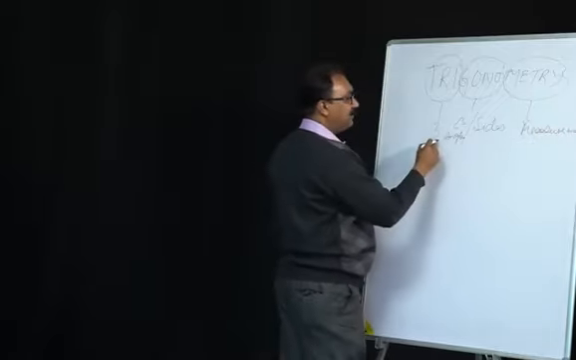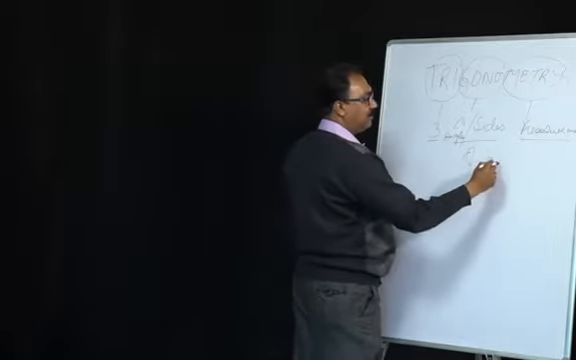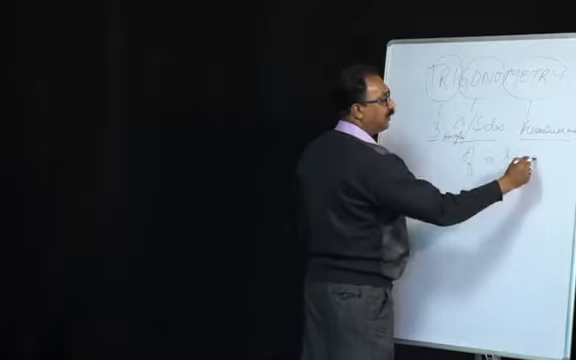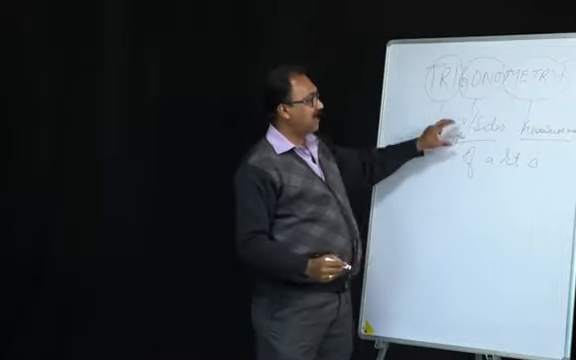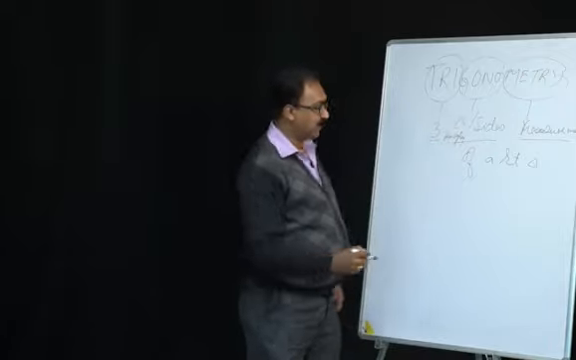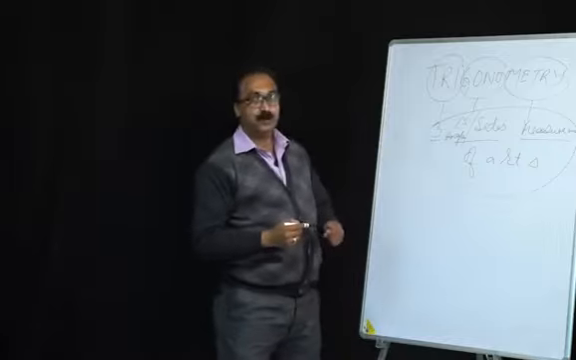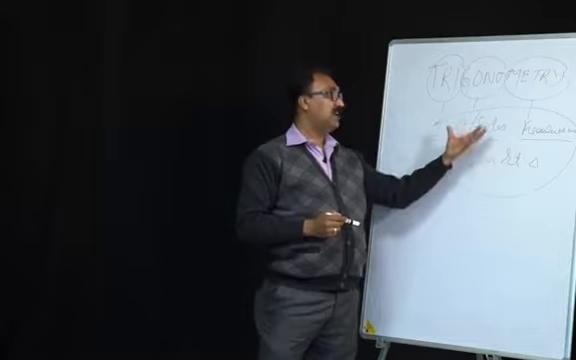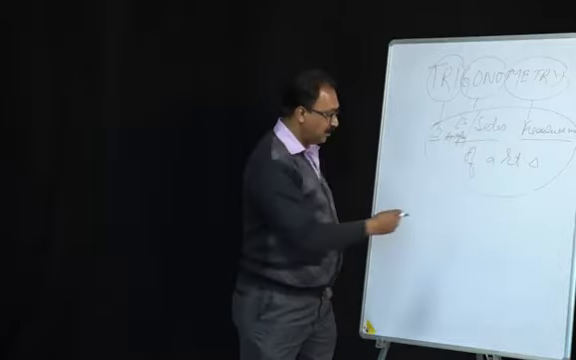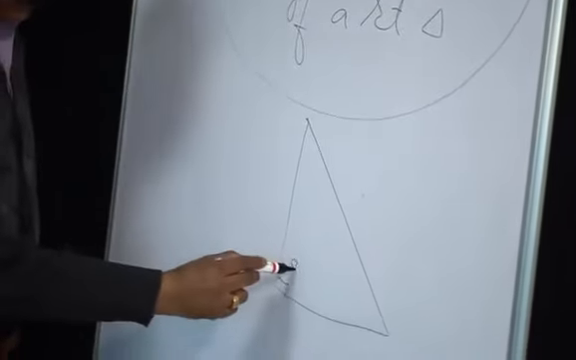So 3 angles or sides measurements of a right triangle. Right triangle, you already know in class 9, isn't it? So 3 sides or angles measurements of a right triangle we call trigonometry. Clear? So what did you learn today? 3 sides or angles measurements of a right triangle. So look at here, this is the right triangle. It is the 90 degrees right triangle, okay?